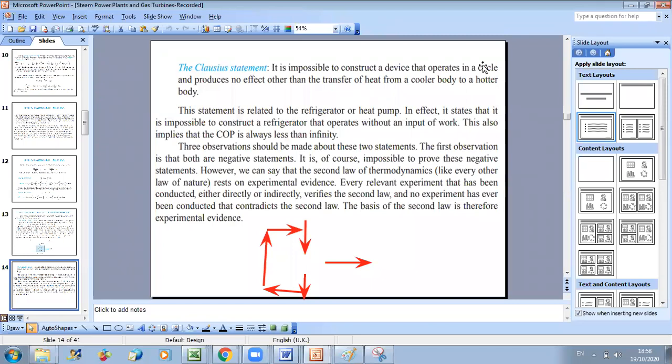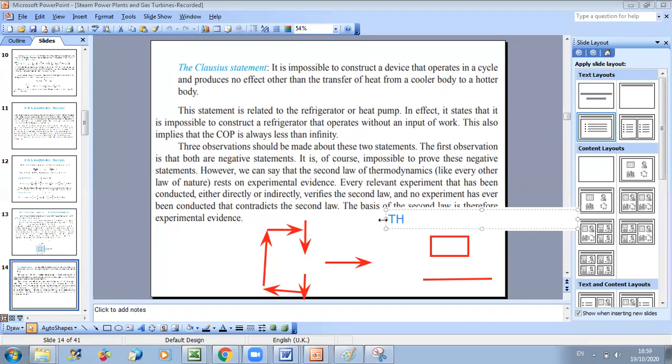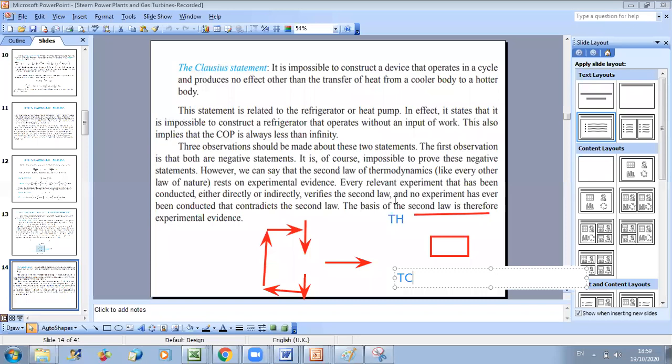If I have, let's say, two reservoirs, one at high temperature and one at low temperature, you know that in a natural case, heat will flow from hot to cold. So this statement will say that it's impossible to have a flow from cold to hot without external intervention.